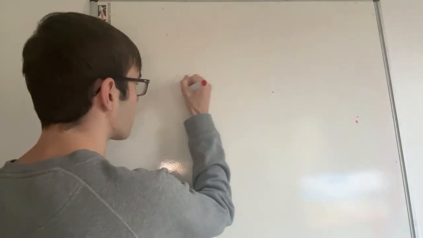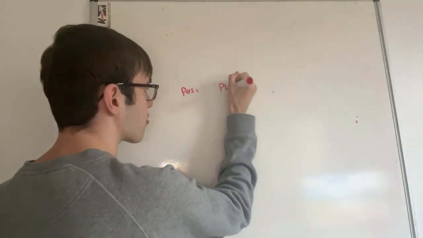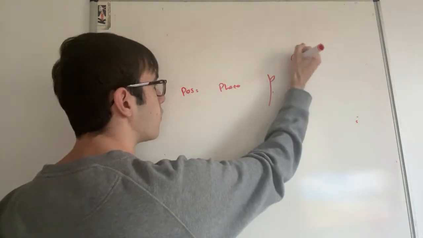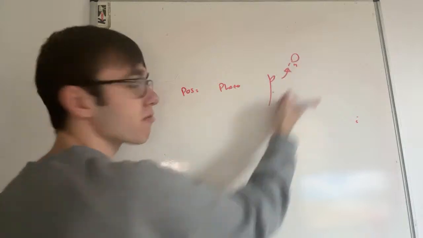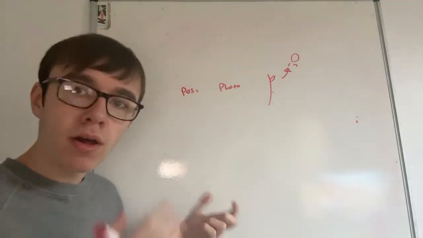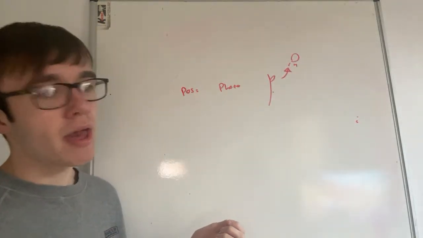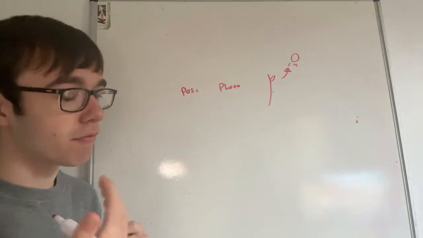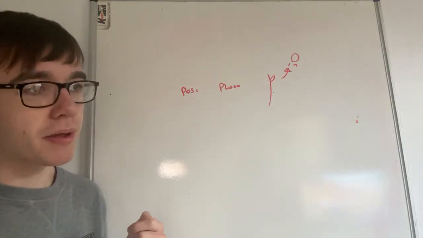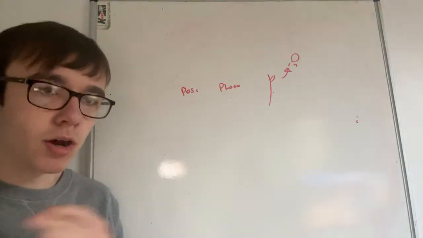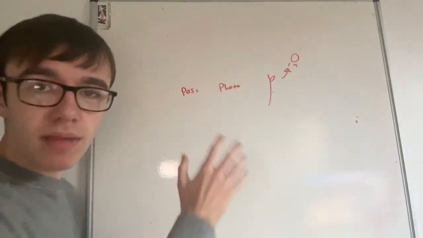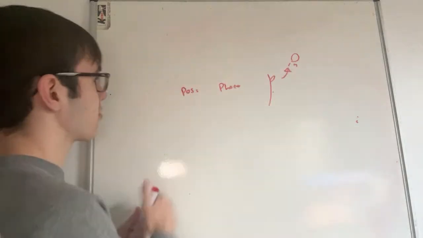It's positive for phototropism. So that means that the plant is going to grow towards the light. Obviously, why would it grow towards the light? Because it requires light for photosynthesis, for the light-dependent reaction. And without that light-dependent reaction, then no glucose can be produced. So it's more optimal for it to point towards the light.